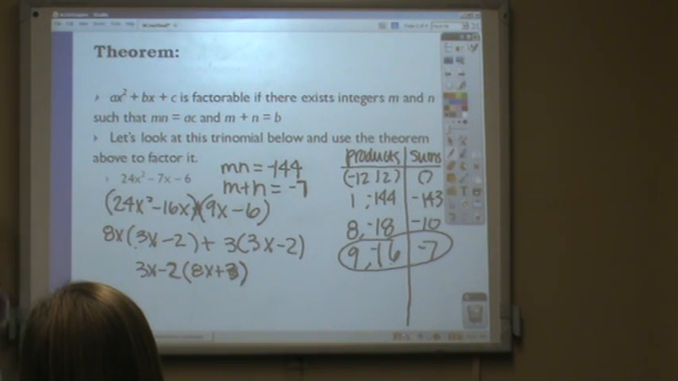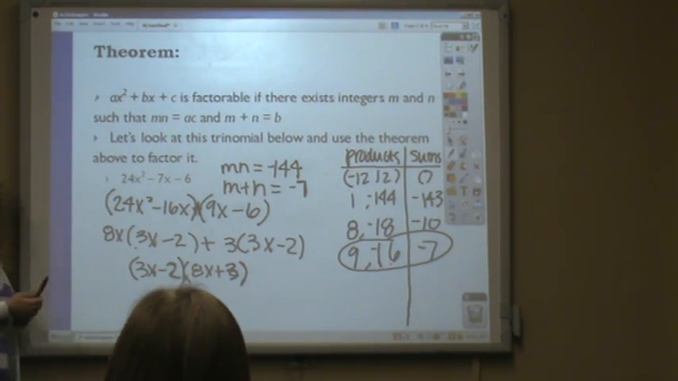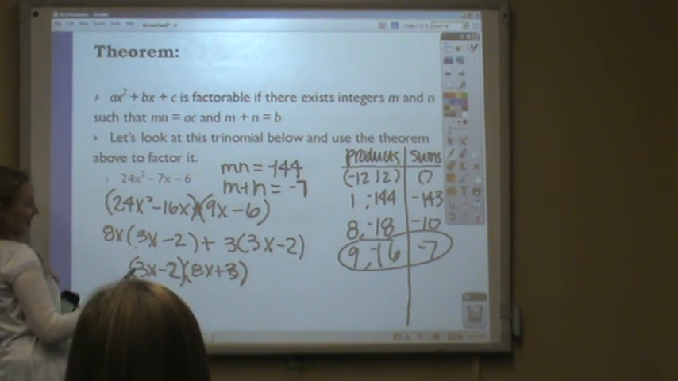So does this look like factors? Yeah. So if we were to distribute these out, multiply them together, do you think we would get the correct answer? I don't know, let's try it. Let's try it. Okay. I have a question.